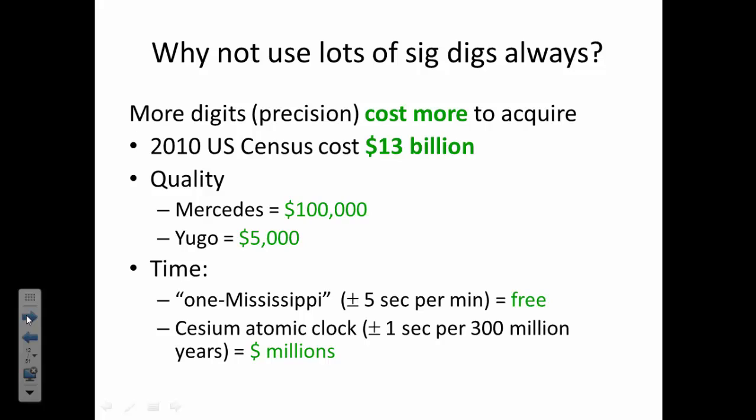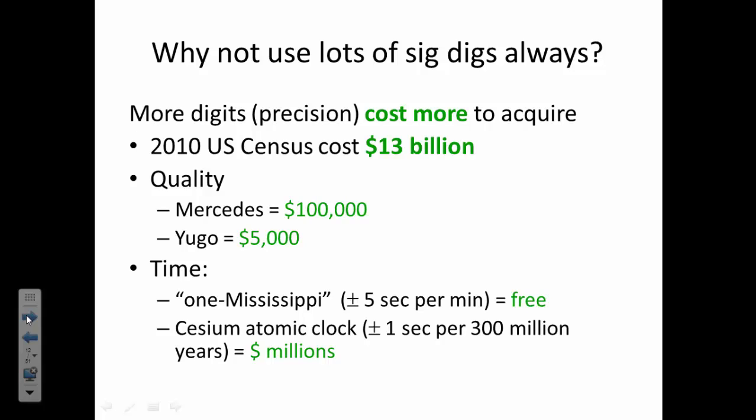Yugo or old American cars in the 70s and 80s, the American cars were pretty lousy. And the doors would all be crooked. They wouldn't shut properly because they weren't machined to very precise standards. All right, making things precise costs money. So Mercedes costs a lot more than Yugos, which have a lot more precision. Time.